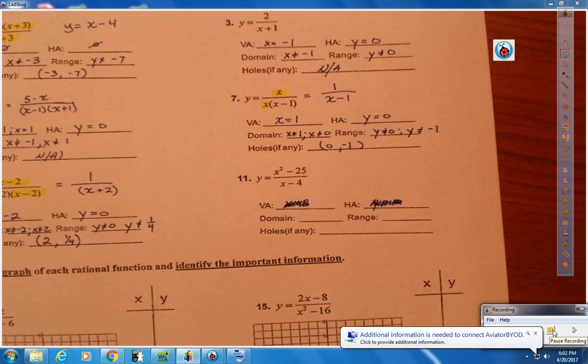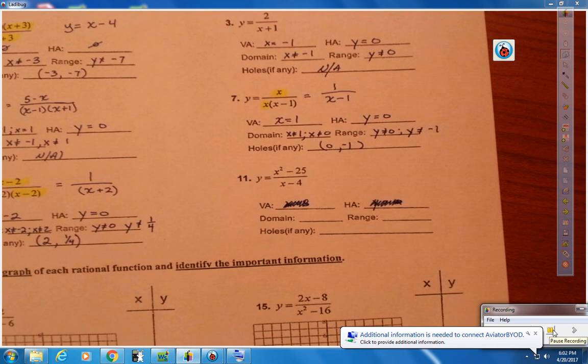So I've got a vertical asymptote at 1, so I'm going to put a dotted line going down there. I've got a vertical asymptote at 5, dotted line going down there. And I've got a horizontal asymptote at 0. Okay? So let's graph this.